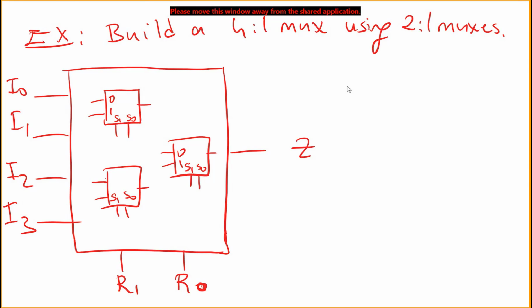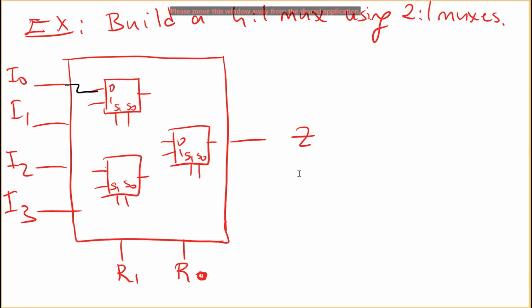Given this, how do I make the connections such that I will have a 4 to 1 mux? I will be connecting I0 here and I1 here, I2 here and I3 here. So this is 0, this is 1. And this output will be connected to here, and this will be connected to this one, and I will have this connected to the output. Let's see how to find out where to connect R1 and R0.